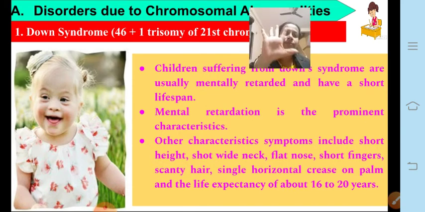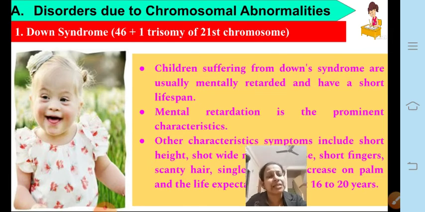On the palm, we have 3 creases, but they will have a single horizontal crease on their palm. We have 3, so how many will they have? Only 1, and that too a horizontal crease, and their life expectancy is only 16 to 20 years. This disease is also called Down syndrome, scientifically called trisomy of the 21st chromosome. You can see the title, trisomy of the 21st chromosome.